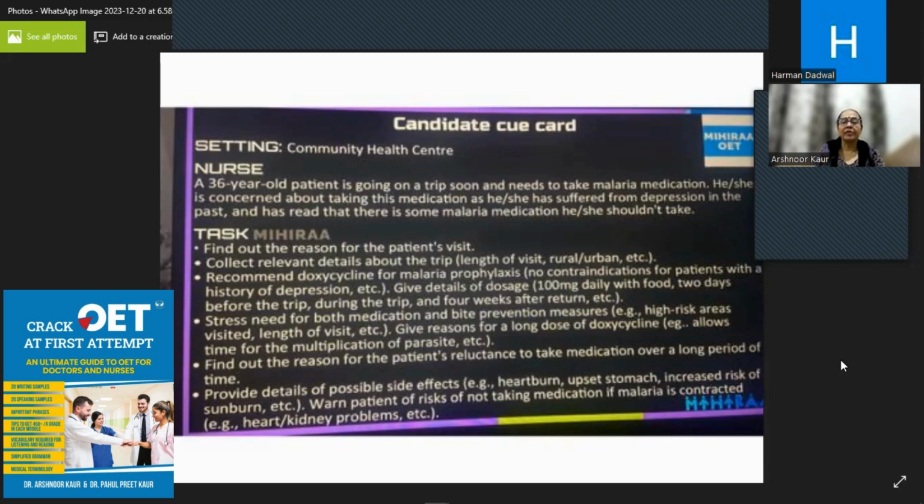Find out the reason for the patient's reluctance to take medicine over a long period of time. As I've already discussed, he's scared of some side effects. Now, you have to tell, Bob, yes, your concerns are right. There might be some side effects like heartburn, stomach upset, or increased risk of sunburn. For that, we have other solutions.